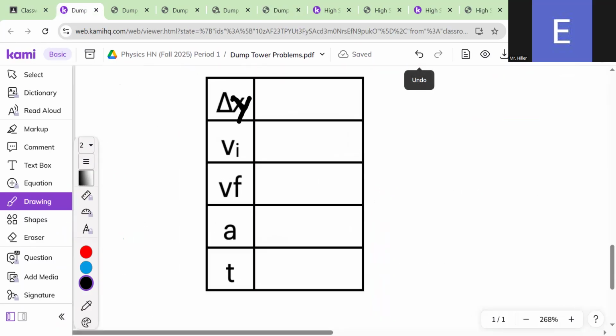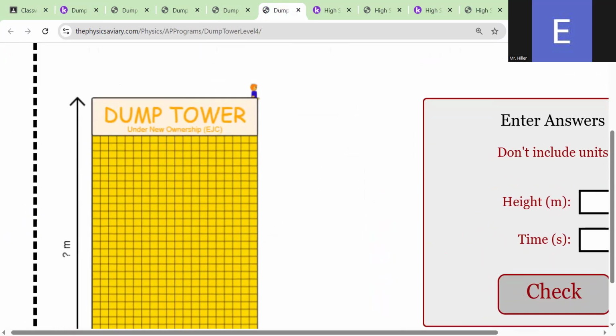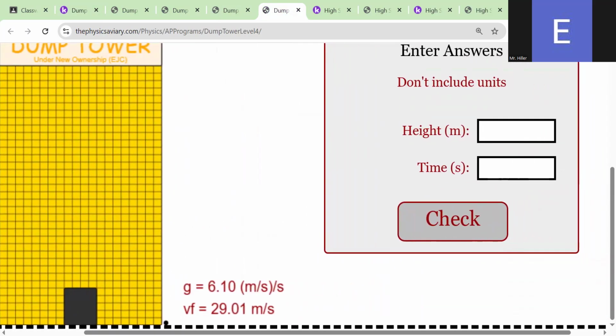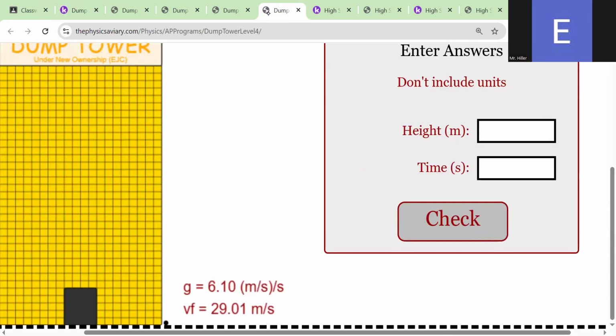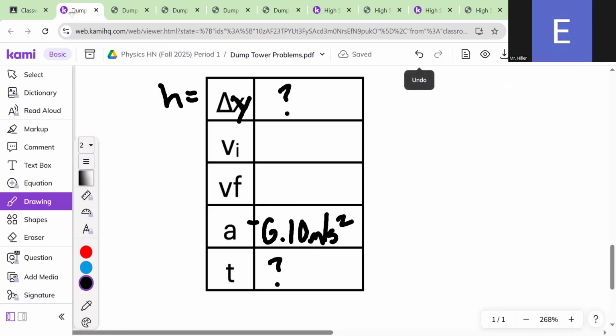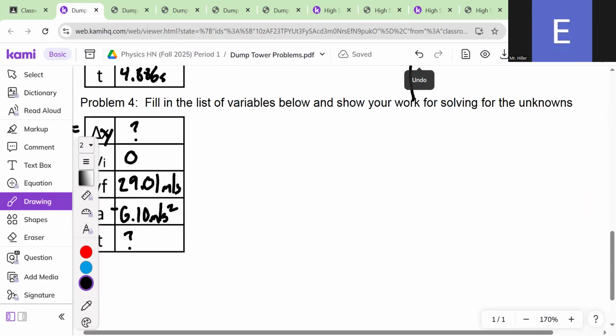We are finding the displacement, which is going to match the height of the tower, and the time of fall. Those are our two unknowns. Let's see what we do know. Down at the bottom, we're given a new acceleration due to gravity. In my case, it's 6.1. Go ahead and write yours down. So negative 6.1. It's negative because it's downward acceleration. And my final velocity is 29.01. Releasing it from rest, so 0, but 29.01 is my final velocity.